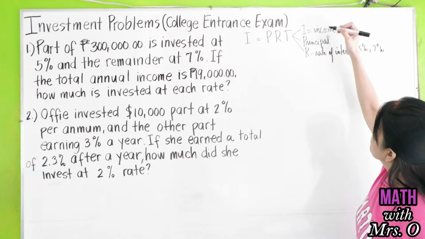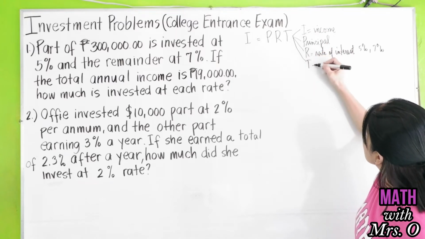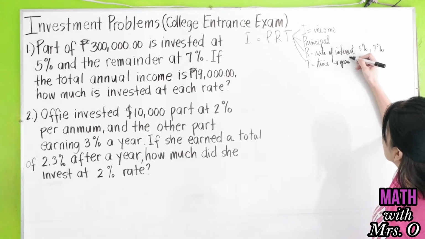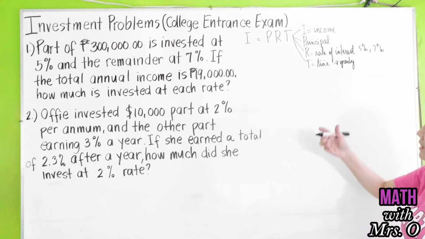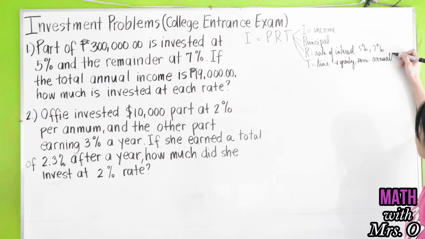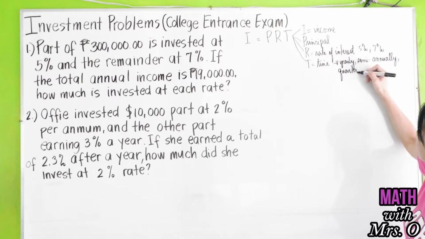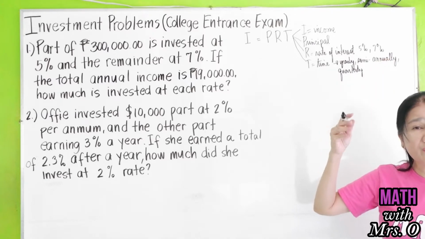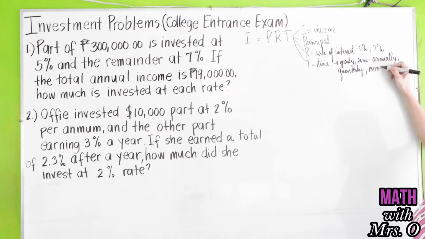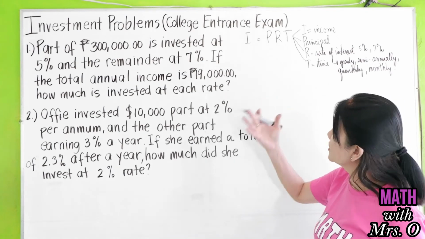And then T stands for time. So time can be yearly or annually, once a year. Semi-annually, meaning every 6 months. Or sometimes you can have quarterly, so every 3 months, 4 times a year, or monthly, etc. That's the meaning of I equals PRT. So let's proceed to the problem.